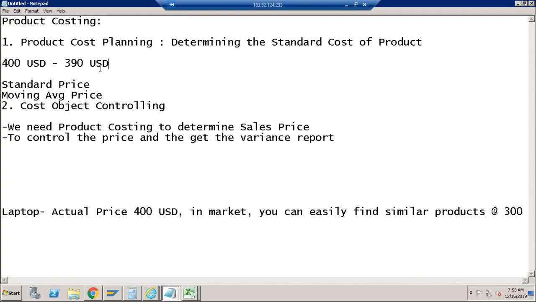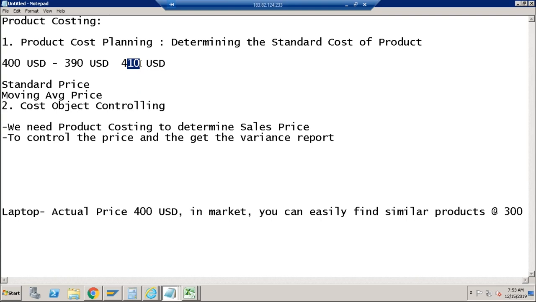10 USD. Why am I saying favorable? Favorable means you are able to manufacture a product at less cost, which is good for the company. So that is favorable variance. How much is the variance? Variance is 10 USD. Similarly, if you manufacture at 410 USD, then this is an unfavorable variance of 10 USD, which means you are incurring more expenses than planned. Planning cost was 400 USD and you are manufacturing at 410 USD. So there will be an unfavorable variance of 10 USD.